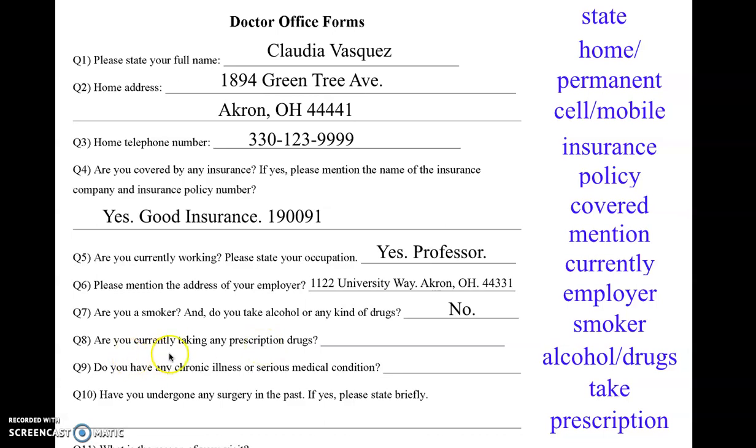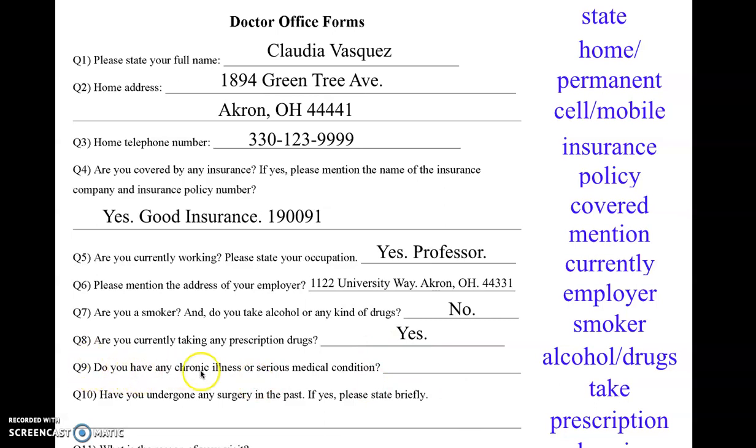Okay? So are you currently taking any prescription drugs? Right? And currently, again, right now. And Claudia is. So she has something. She needs to take some medicine that she got from a doctor. Now, Claudia might have been told by a doctor to take the medicine, but not this doctor where she's filling out the form. That's okay, right? It doesn't matter. She can still say yes.